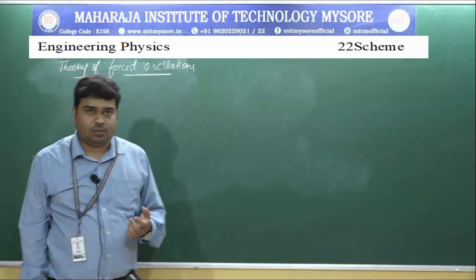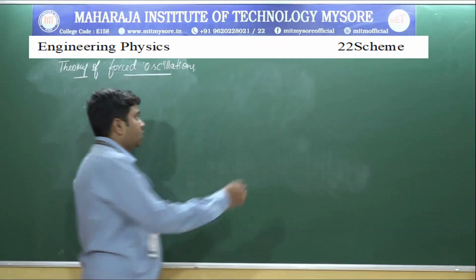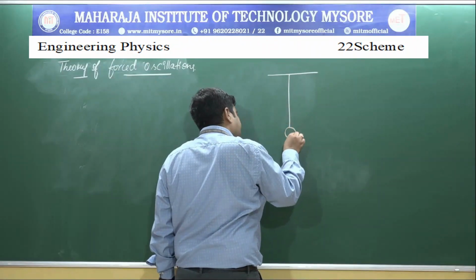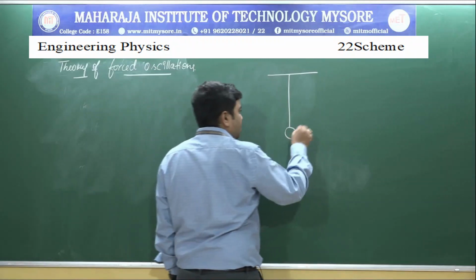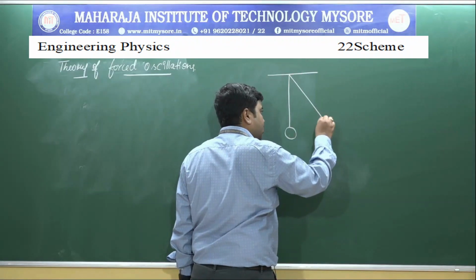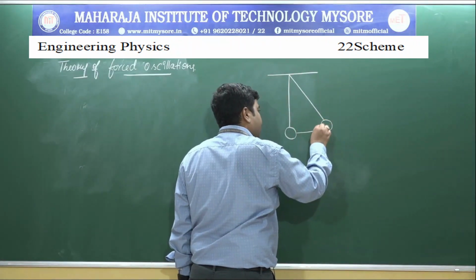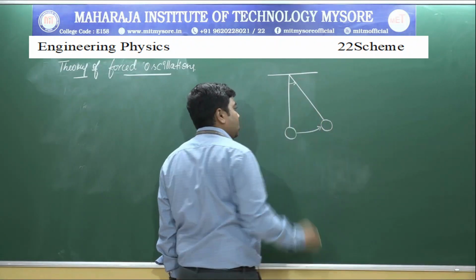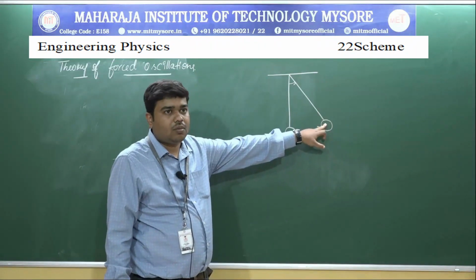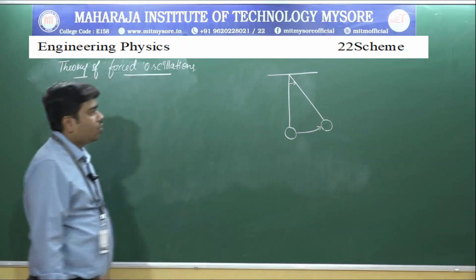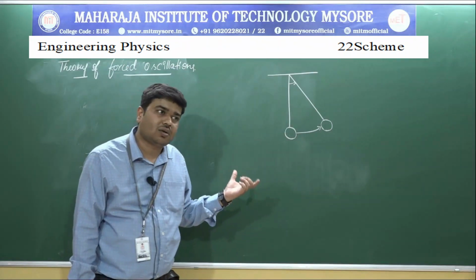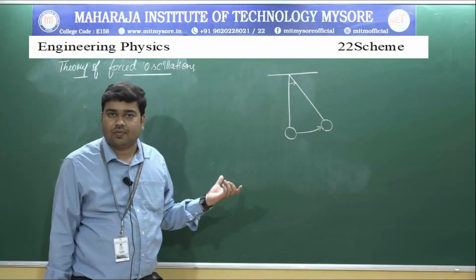Let us consider a simple pendulum. Let it be at the equilibrium position. In order to bring the simple pendulum to the extreme position so that it starts oscillating, we give a force, and as soon as we give the force the simple pendulum starts oscillating. Now, we have to make this simple pendulum oscillate continuously so that it does not stop. So, that is the basics of what is meant by forced oscillation.